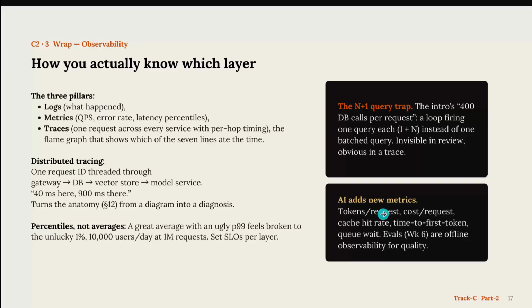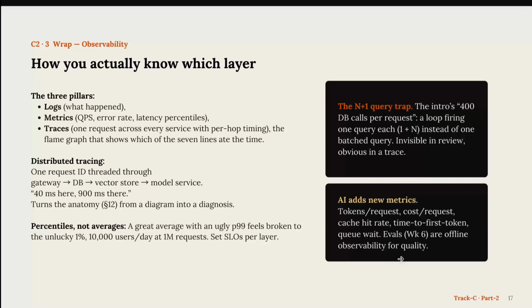The evals that we are running are actually offline observability for quality. So every time we ship something, we need to ship it from the angle of observability.